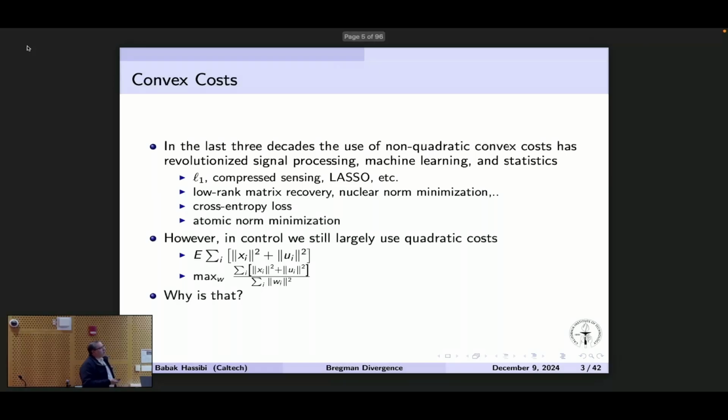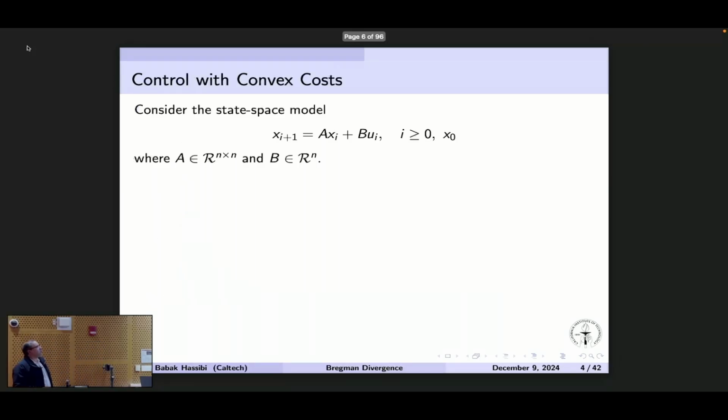And so the question is, why is that? Why haven't we been able to look at other things? And so let me begin to slowly go into this. So I'm going to take a very simple example to begin with. So this is just a linear time invariant state space model. That's what I'll stick to throughout this talk. X is the state, U is the control. It's an n-dimensional state. In this case, it's a scalar control signal. There's some initial state, which we assume we know.